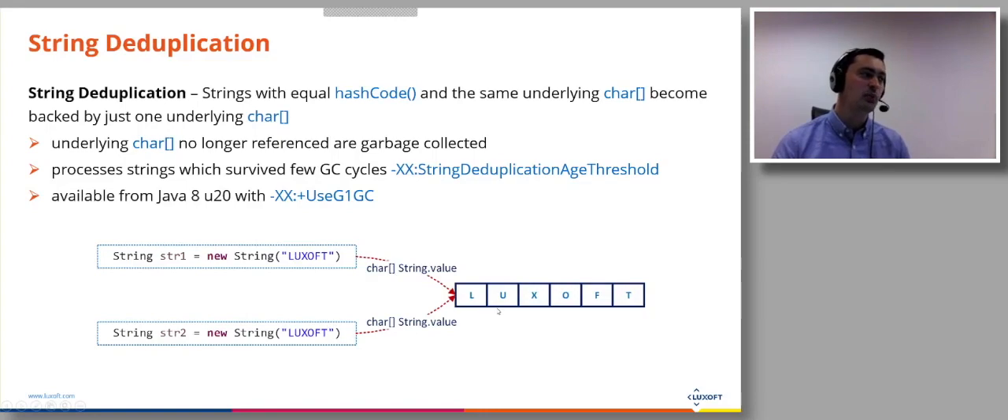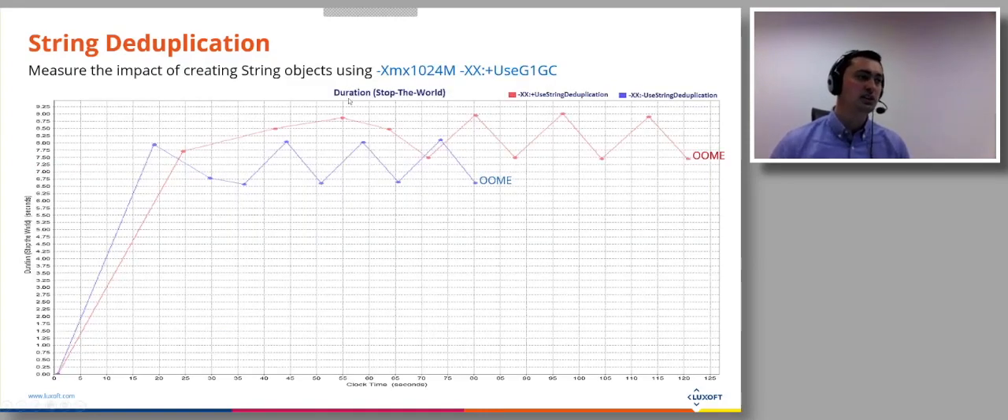And having this in mind, I wanted to test if string deduplication impacts performance. What I did in this case, I stress tested the heap by creating a lot of strings, and I started the program with a bounded size of memory. In this case, it was 1 gig. And I did two tests: one with string deduplication and another one without it. Mainly the red one is for string deduplication, and the blue one is without string deduplication. What I was interested in was mainly the stop-the-world pauses. And this is the proof that string deduplication impacts the performance during runtime.